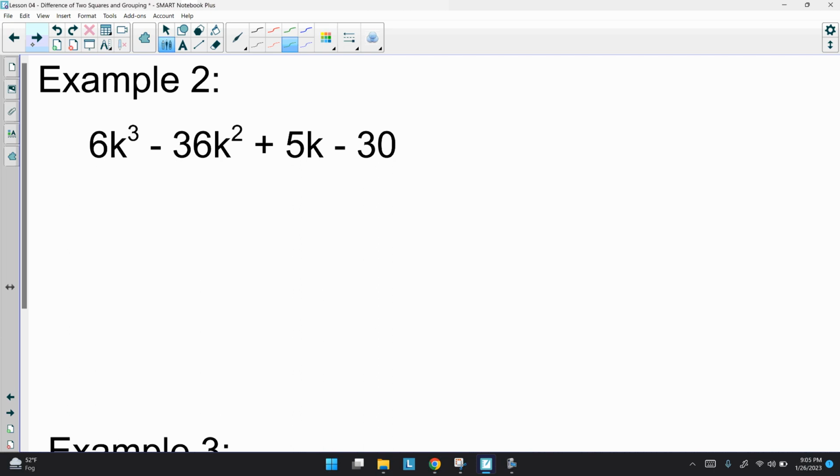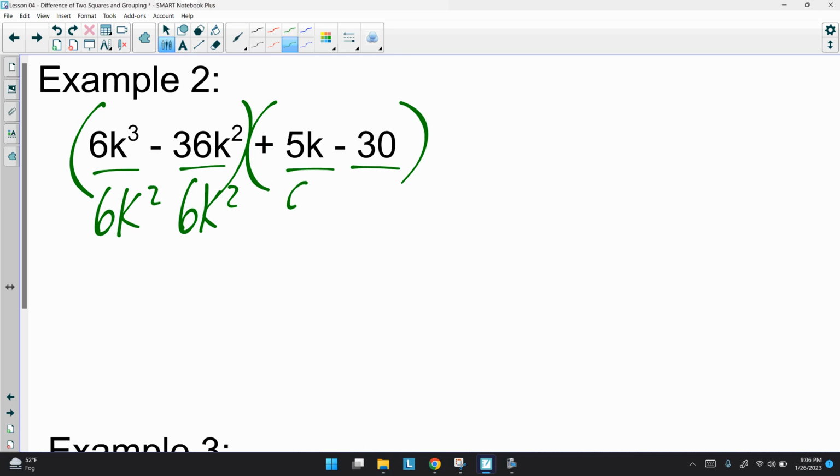But we're going to group the first two. Remember, include the sign. Well, let me erase that so it doesn't get in our way. Well, I managed to erase all of it, but oh well. Look at the first two. It's going to be 6k squared. Last two is going to be 5.